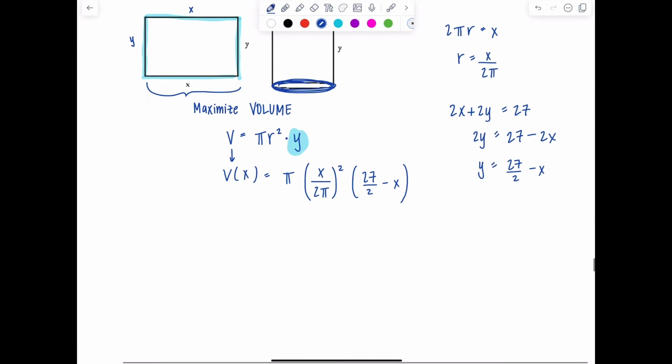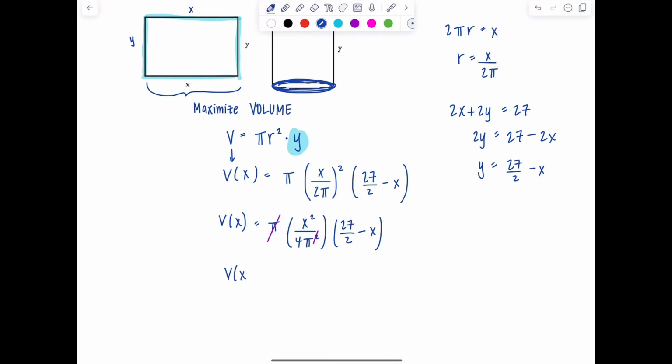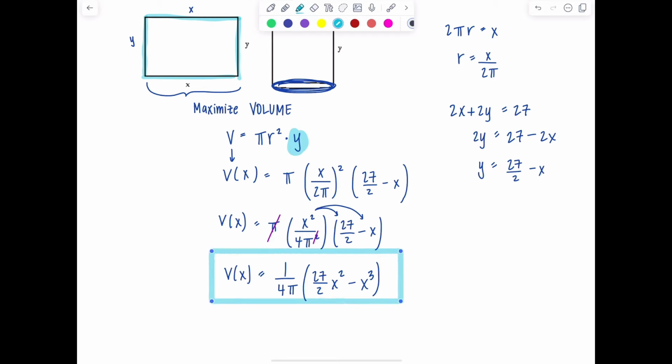Perfect. Let's clean it up because I'm going to need to take a derivative in a minute. It's looking a little messy. So this is pi times x squared over 4 pi squared times 27 over 2 minus x. And then notice this pi cancels with one of the ones in the denominator. And I'm going to write V of x as follows. I'm going to take the constant out, so 1 over 4 pi. And then let's distribute x squared through to the other factor. So we'll have 27 over 2 x squared minus x cubed. This will be the most friendly format we can write the function in to take the derivative. You'll see why right now.